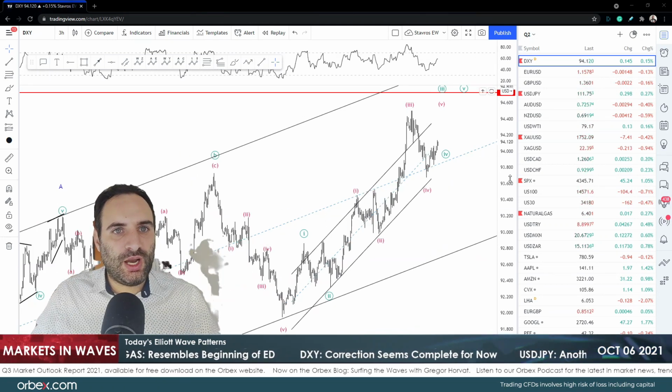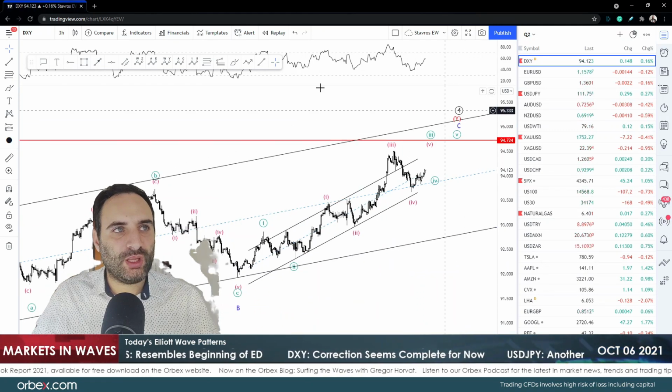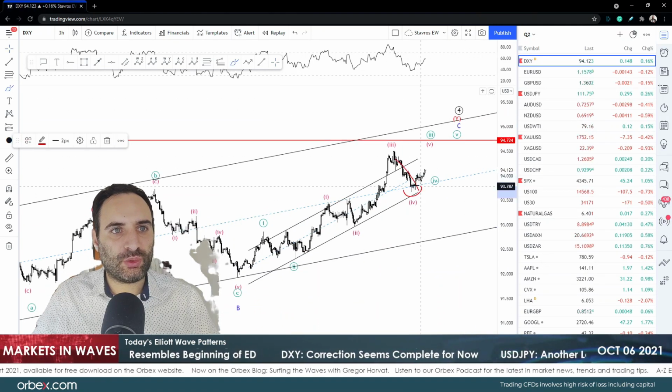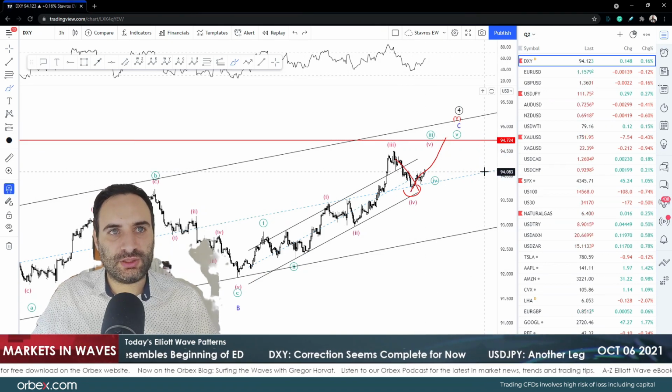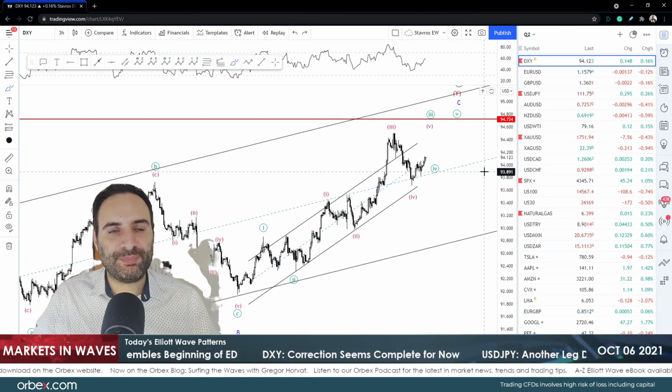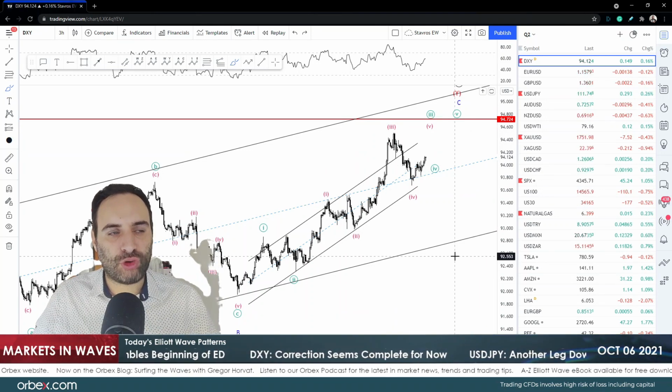On DXY, if you remember, last time we left over here that we wanted a corrective leg and then continuation up for 3, then 4 and then 5. That's still the case, so I expect a fresh high, and then of course correction and then another high and then drop.